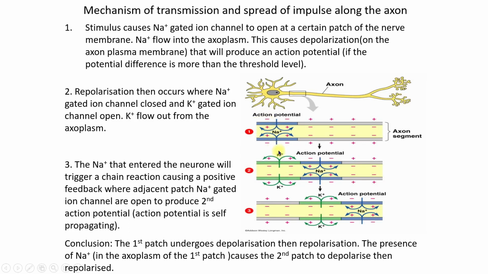Now, we're talking about the first patch. When the sodium ion channels are already closed, the potassium ion channels will open and allow the outflow of potassium ions into the extracellular fluid. The opening of these potassium ion channels will cause the axon plasma membrane to be repolarized.